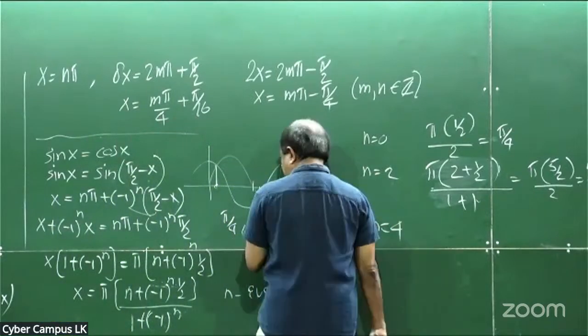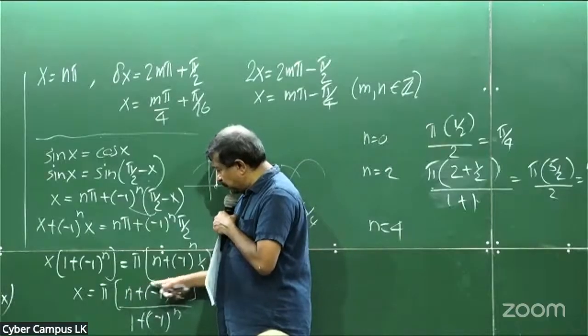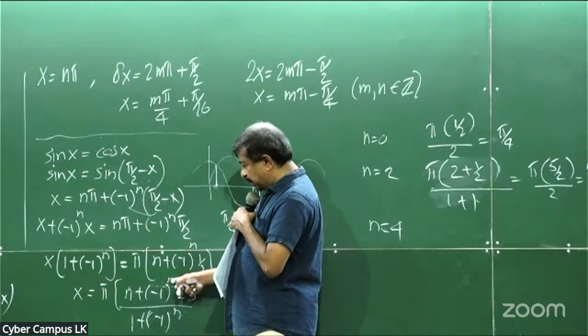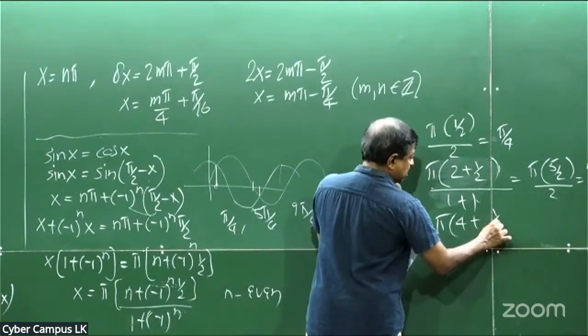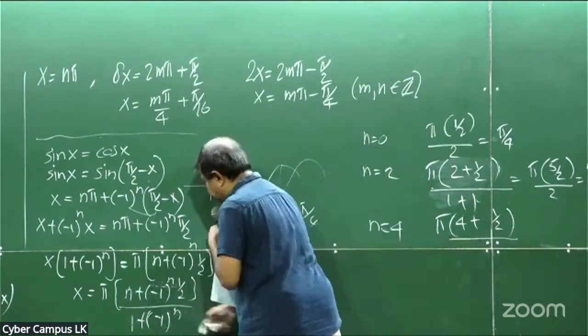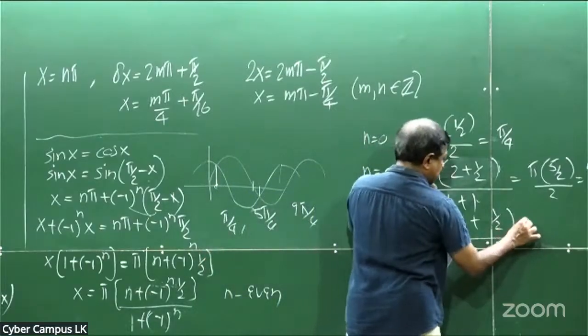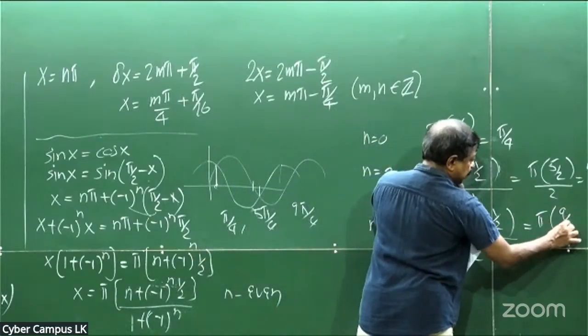If you plug in 4, this is 4. Minus 1 to the power 4 is 1. So 4 plus half, divided by 1 plus 1, which is 2. This is 9 over 2 divided by 2.